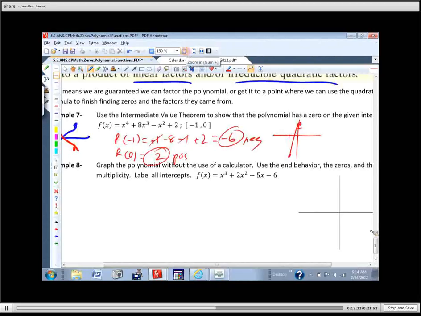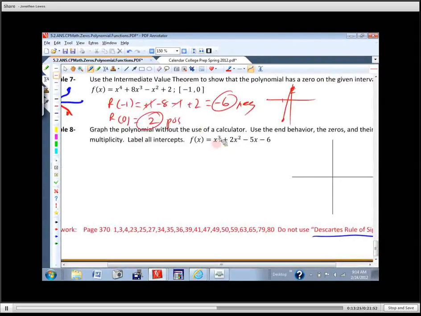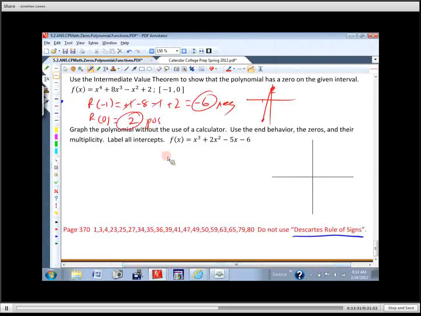Okay. Last one then. This one says, graph the polynomial without the use of a calculator. Use end behavior, the zeros and their multiplicity, and then label all the intercepts. So this is a 4-term polynomial. It's not factored. We can't tell what the x-intercepts are right off the bat. Okay, but we are going to be able to find them.